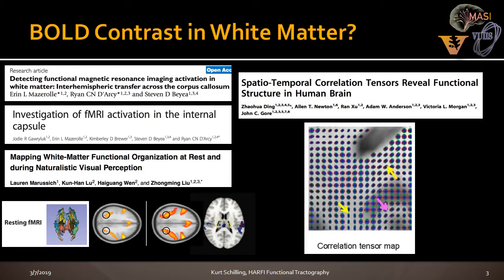To date, most functional MRI has focused on brain gray matter. However, there have been several reports of task-based functional activations in white matter regions, such as the corpus callosum, the internal capsule, and the optic radiations. And the motivation for the current work actually comes from a study from Xiaohua Ding and John Gore here at Vanderbilt, where they actually look at neighborhood correlations of signals and discover that there's a distinct anisotropy in many regions.